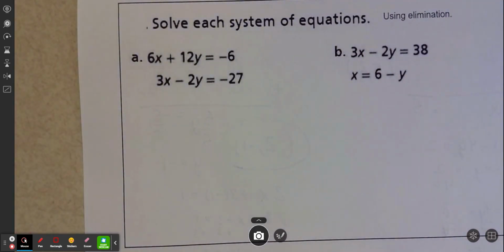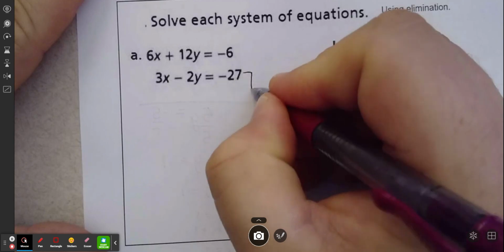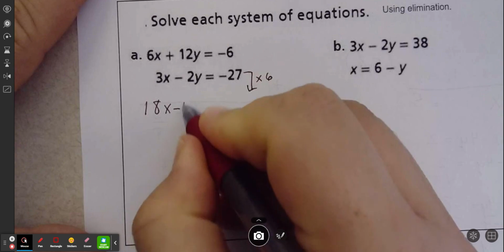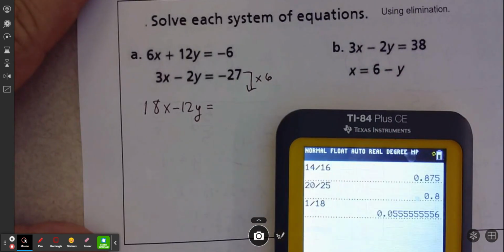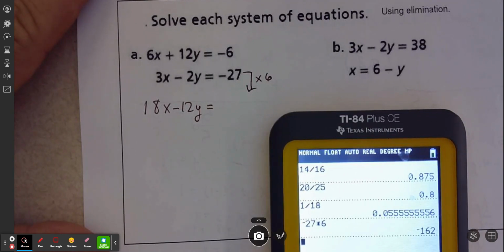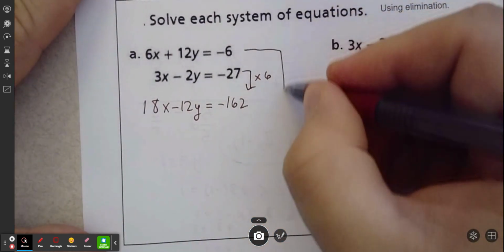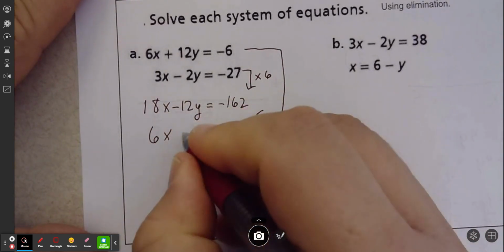So I've got to get them to match. What do we want to multiply by on which one? Yeah, 6 on the bottom. So I'm going to times this one by 6. So I get 18x minus 12y equals... We all know negative 27 times 6 is negative 162. And then I'm going to bring this one down, and I'm going to do nothing to it.